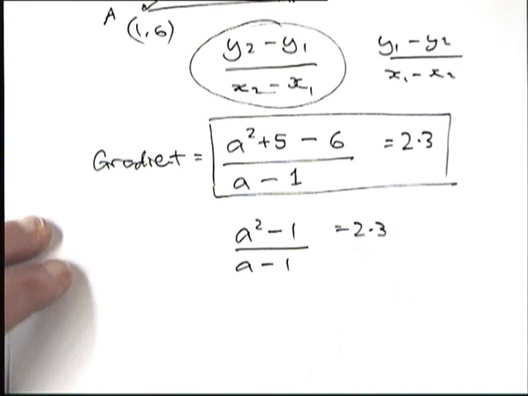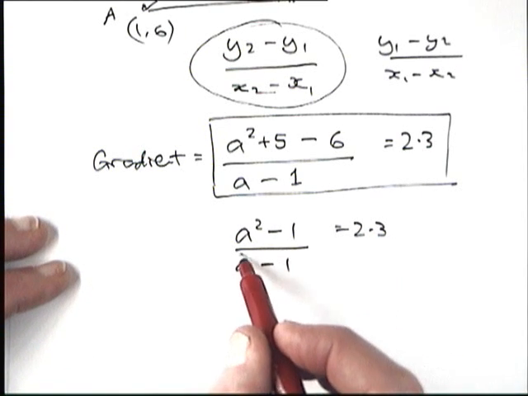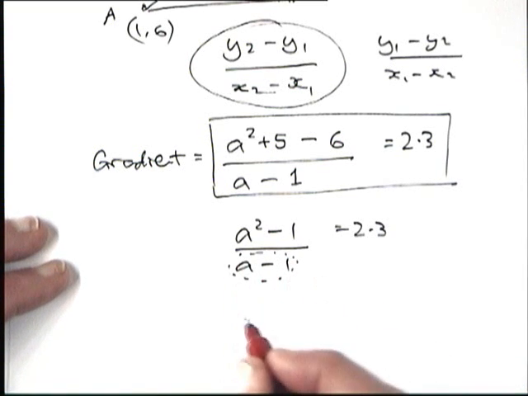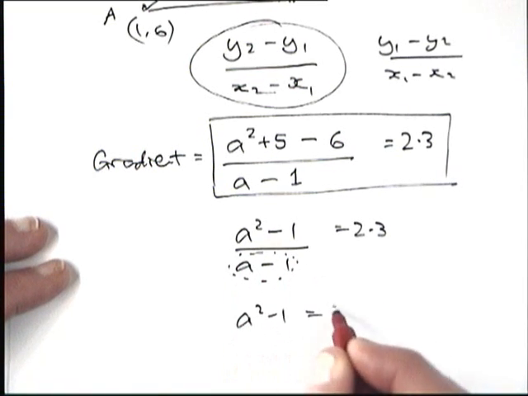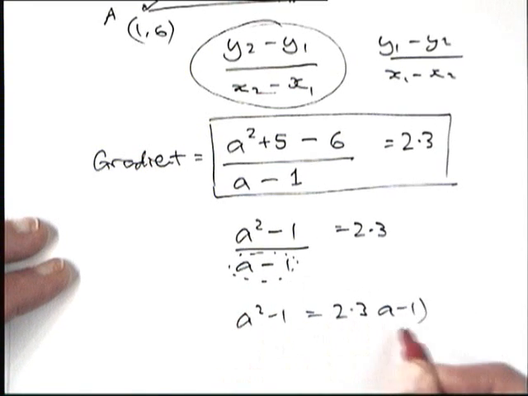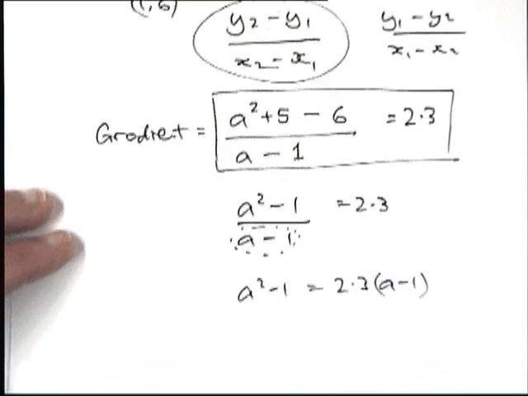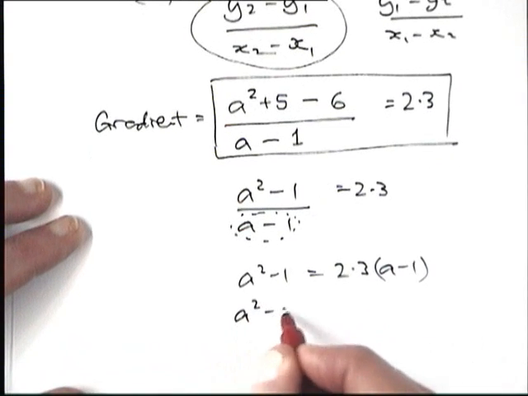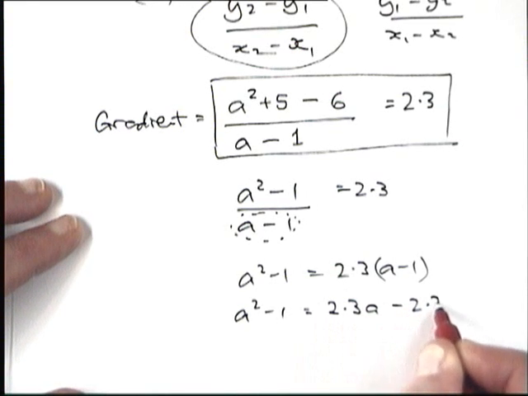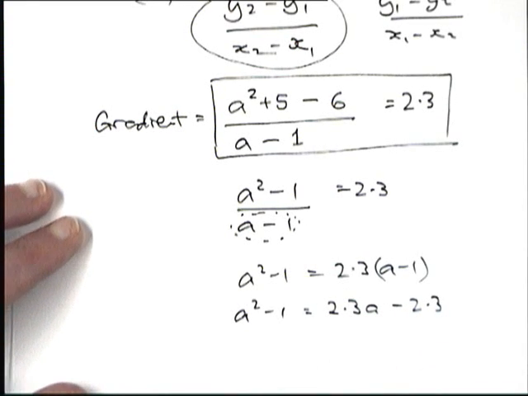The fraction is bad. You want to get rid of the fraction. So all of this bottom part down here, which is doing a divide on the left, move it to the other side where it does the opposite thing. So instead of dividing, over here it multiplies. So we can write it like that. So on the right hand side of the equals, I can multiply out the bracket to get 2.3a minus 2.3.